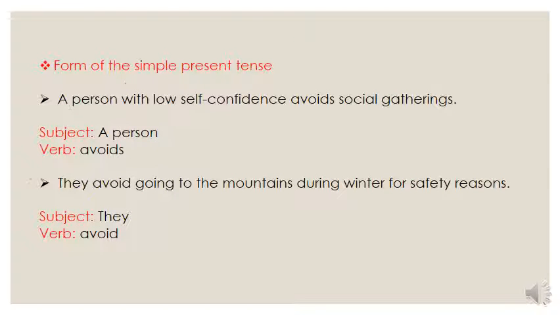The form of the present simple tense. Let's read these two sentences. A person with low self-confidence avoids social gatherings. The subject is a person and the verb is avoids. As you can see here, the subject is singular. That's why we added s to the verb. Let's read the second sentence. They avoid going to the mountains during winter for safety reasons. The subject is they, which is a plural pronoun, and the verb is avoid, so we didn't add s to the verb because the subject is plural.